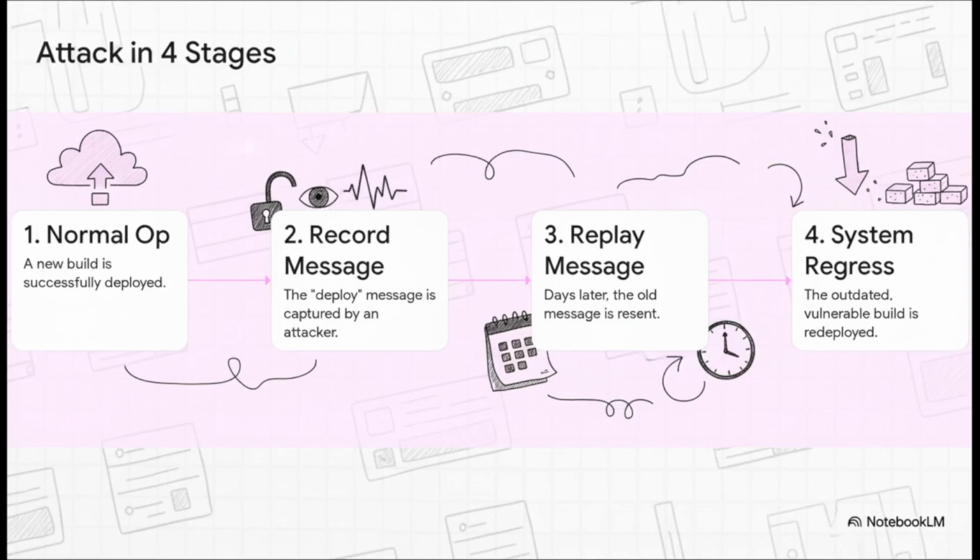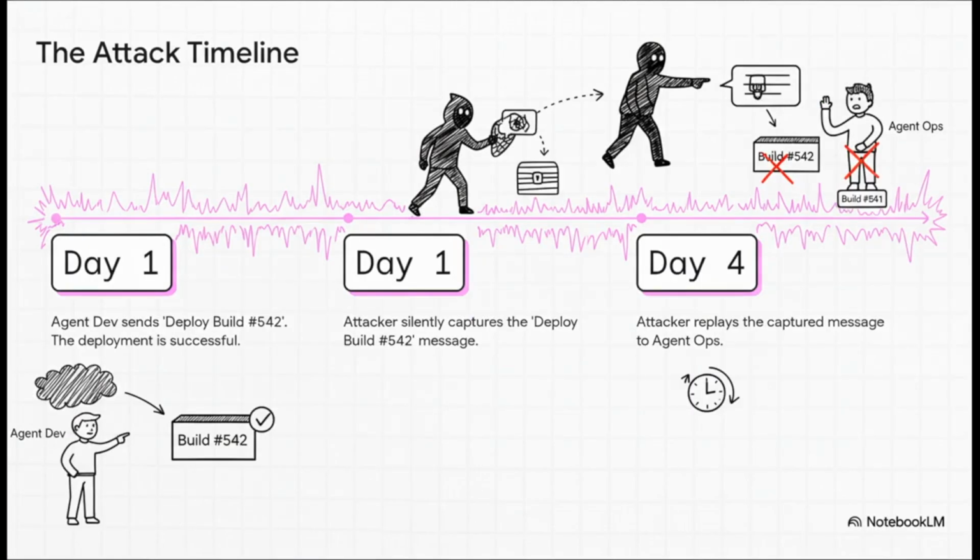So here is how it all goes down in just four stages. It all starts with a completely normal everyday operation, nothing suspicious. Then the attacker records that valid command, they wait, and then they replay it, triggering what's called a system regression. So on day one, everything is business as usual. Agent Dev sends a legit message, deploys build 542, it's successful. But lurking in the background, an attacker captures that exact message, then does nothing until day 4. The attacker simply replays that old command, and Agent Ops, with no reason to think it's old news, just says okay and obediently rolls the whole system back to that older and now vulnerable build.